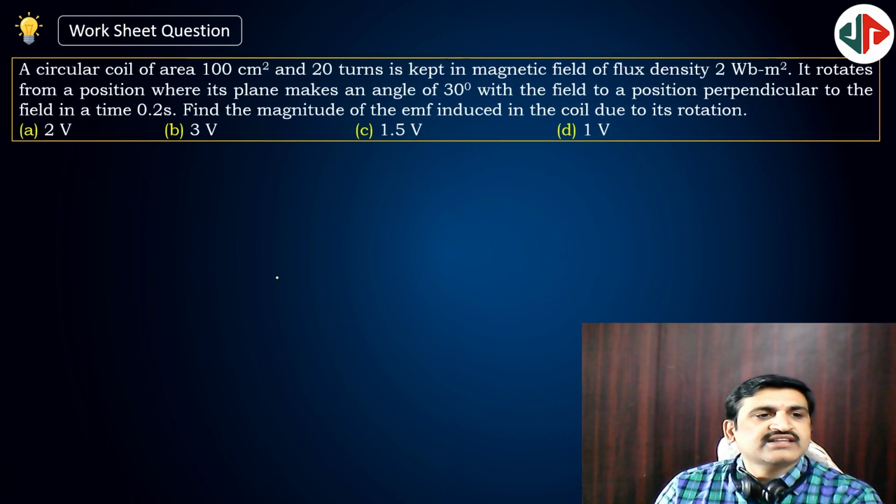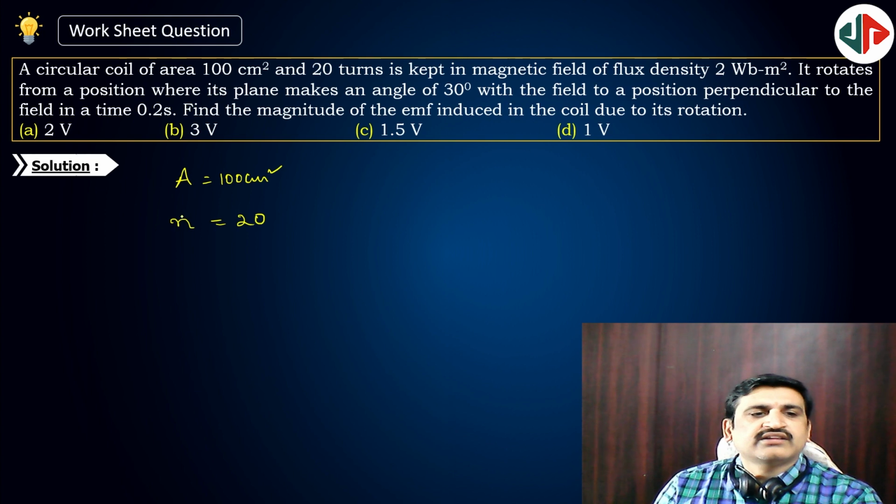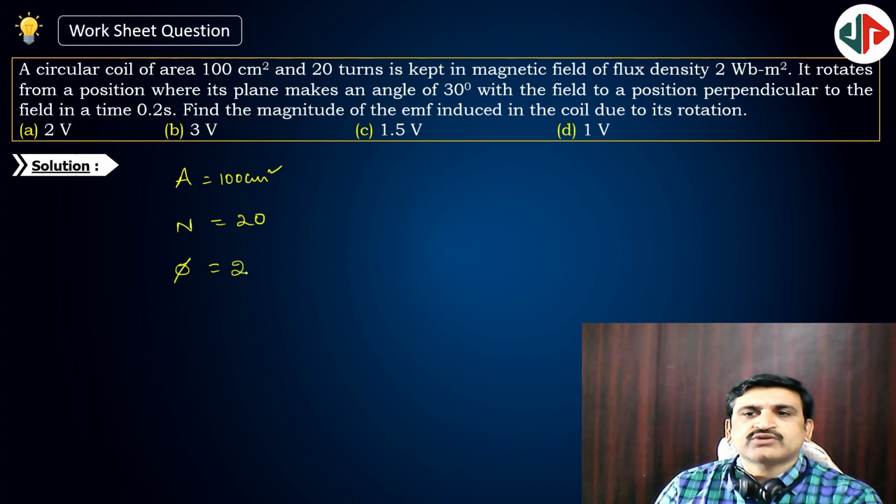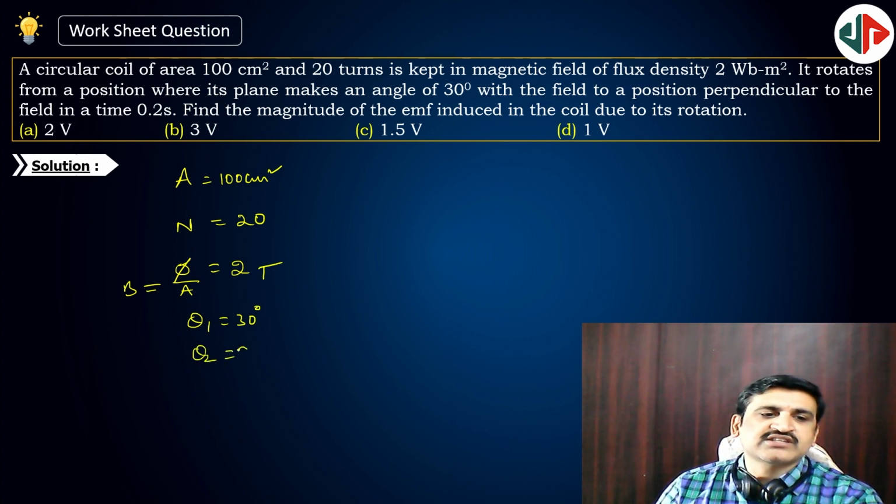Next, a circular coil of area A equal to 100 centimeter square and number of turns n equal to 20. This is capital N I can use, because it is number of turns only, not per unit length. Magnetic flux density is 2 Weber per meter square. Flux density means B, that is nothing but Tesla; Weber per meter square is a Tesla unit. It is rotated from a position where the plane makes an angle theta 1 equal to 30 degrees to the field to a position perpendicular to the field. That means theta 2 is equal to 90 degrees, in a time t equal to 0.2. The magnitude of induced EMF E is equal to how much?